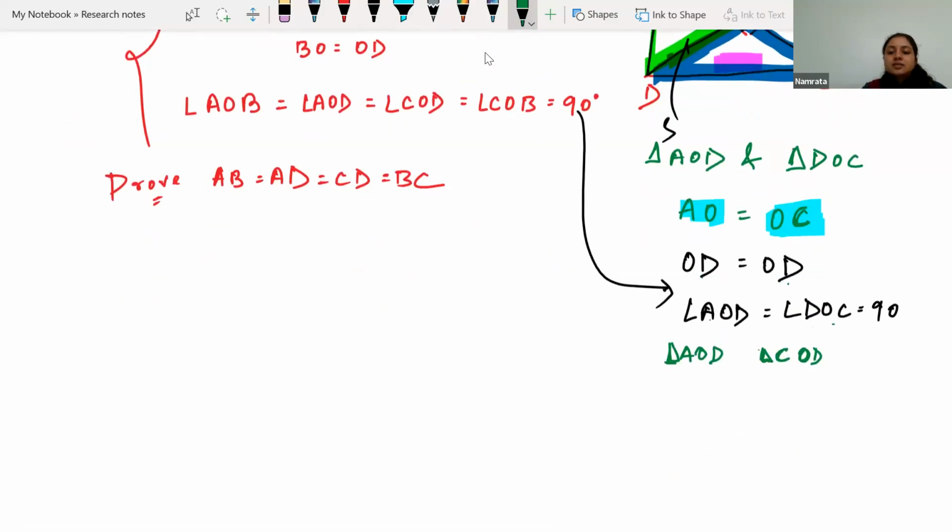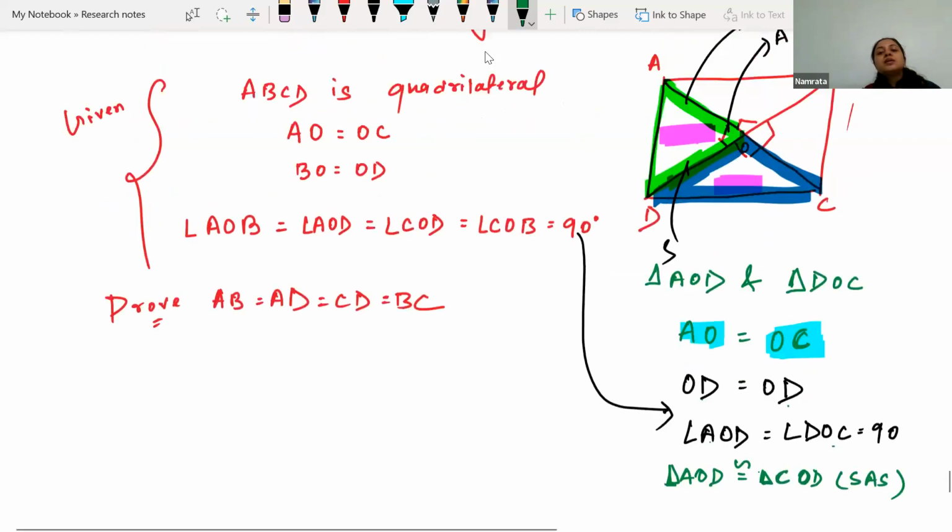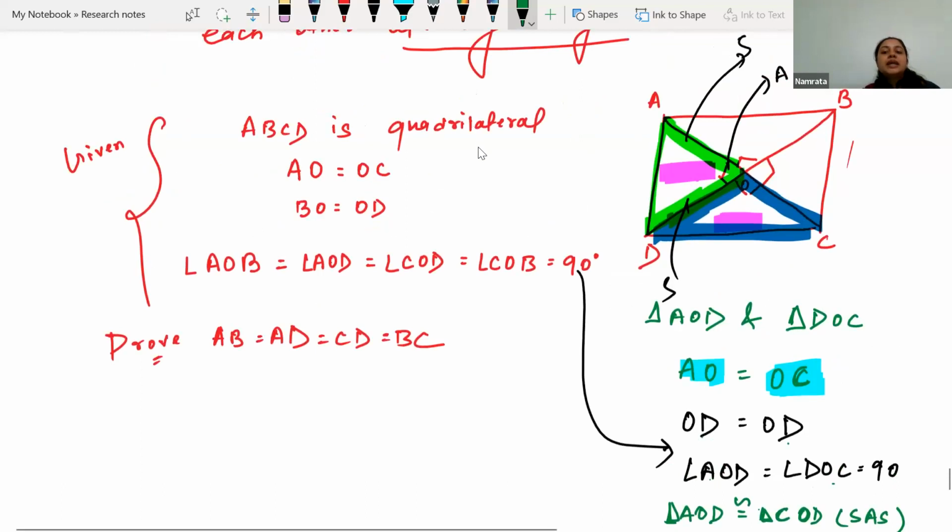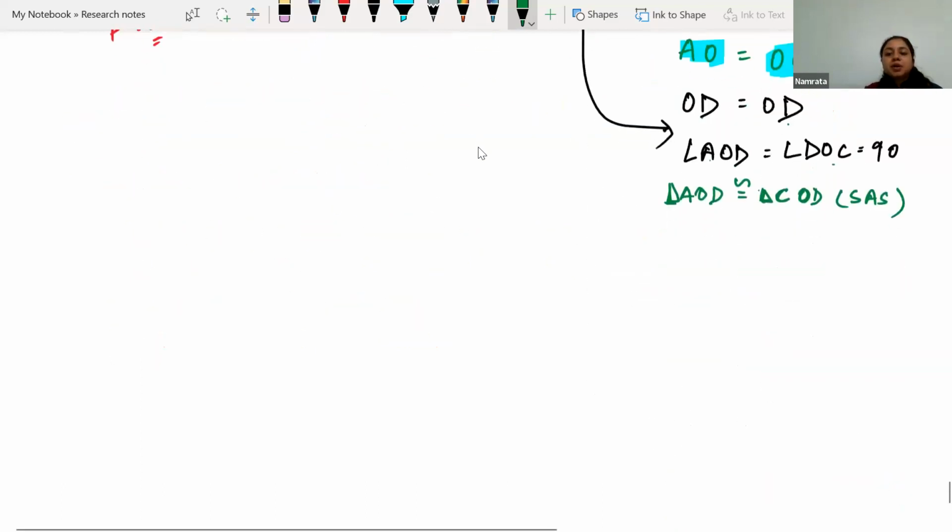This triangle and this triangle are congruent with each other by, of course, side angle side, which you have already identified. Now, what we wanted to show, we wanted to show that adjacent sides are the same. AD and DC are same. Is it same according to our sequence? AD and CD are same. Yes, it's same. AD and CD are same by CPCT.